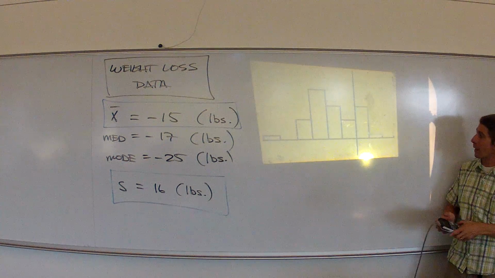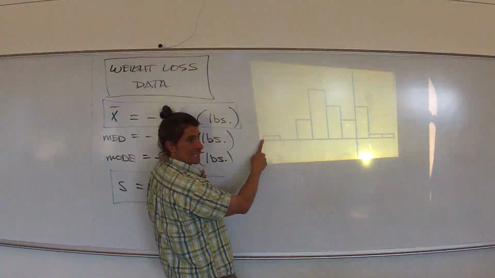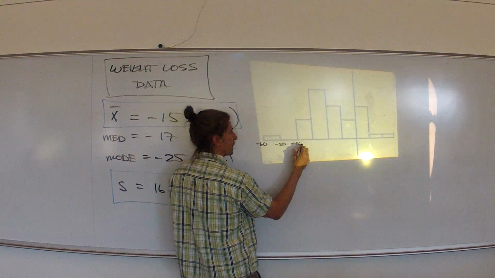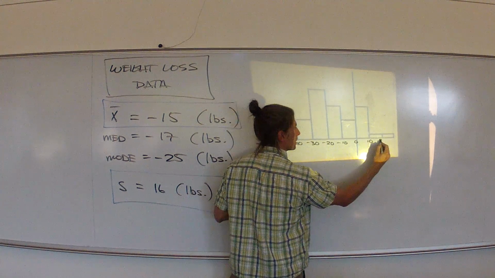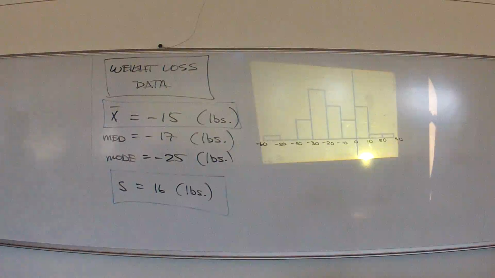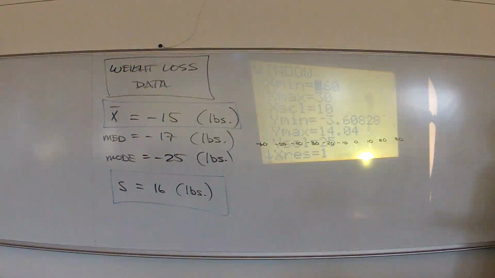So now when you press graph, there's your histogram. -60, -50, -40, -30, -20, -10, 0, 10, 20, 30. Fair enough? Now, you can get ridiculous with this. For example, you can break up the bars so they're only 5 wide. See what I just did? I just changed X scale to 5.